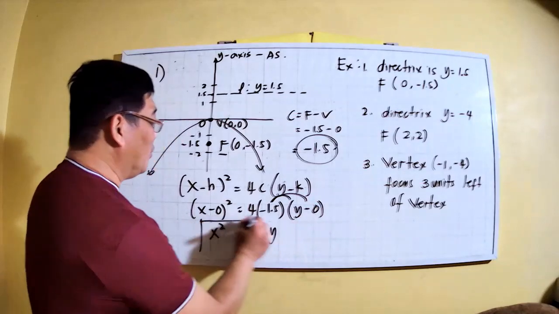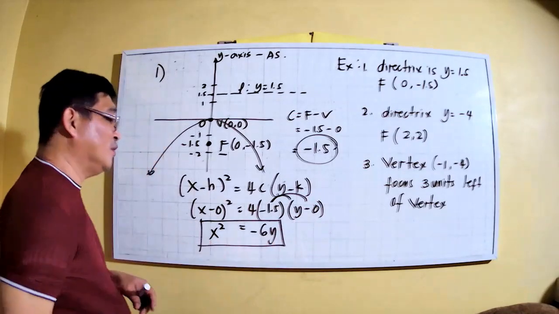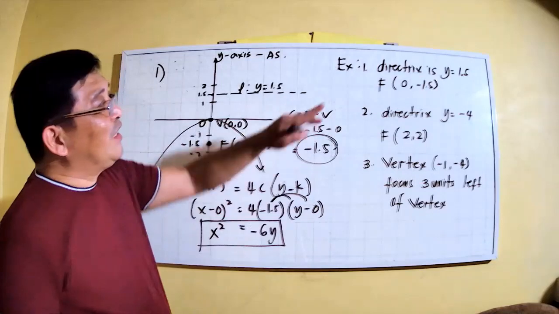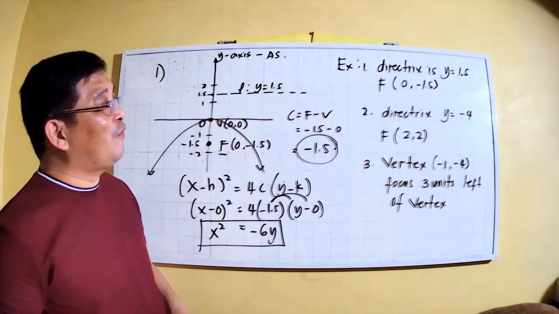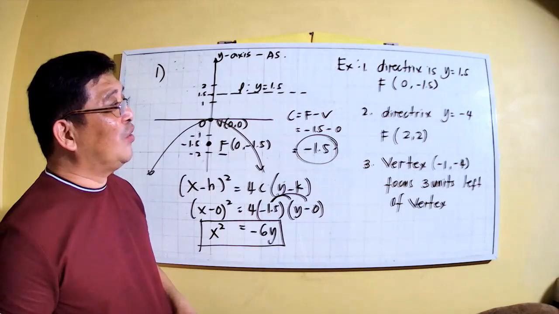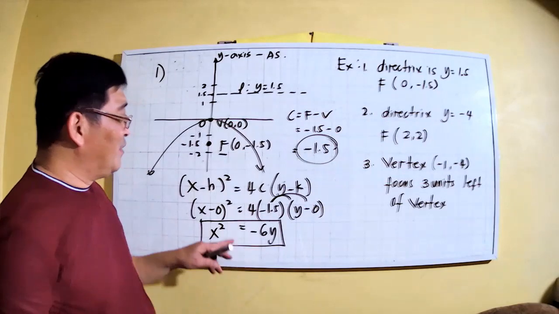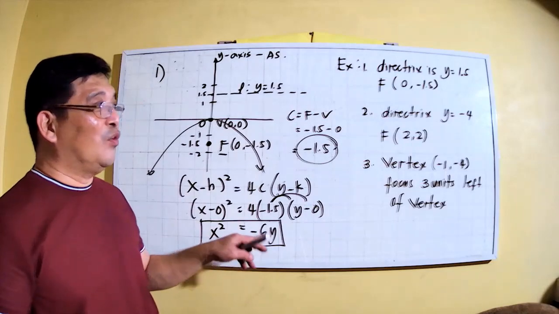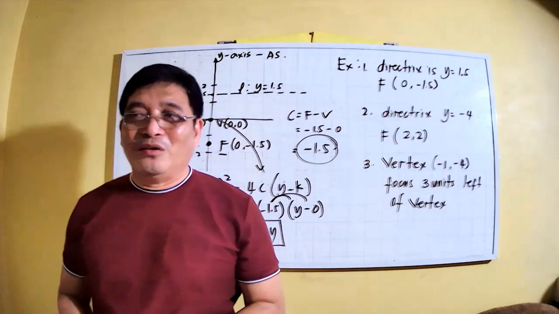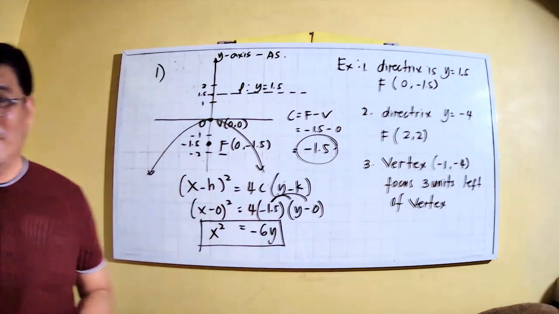So the equation of our parabola with this given directrix y equals 1.5 and focus at (0, -1.5) is x squared equals -6y.